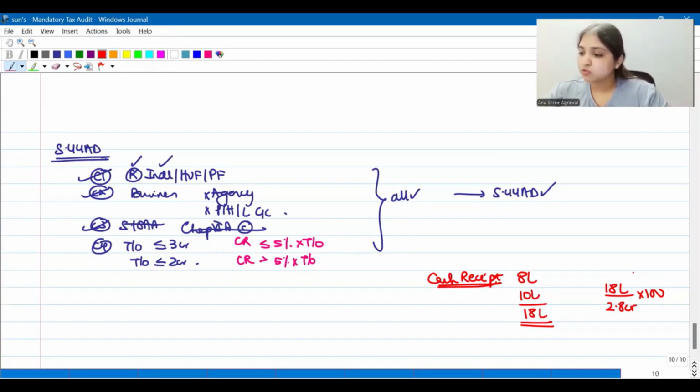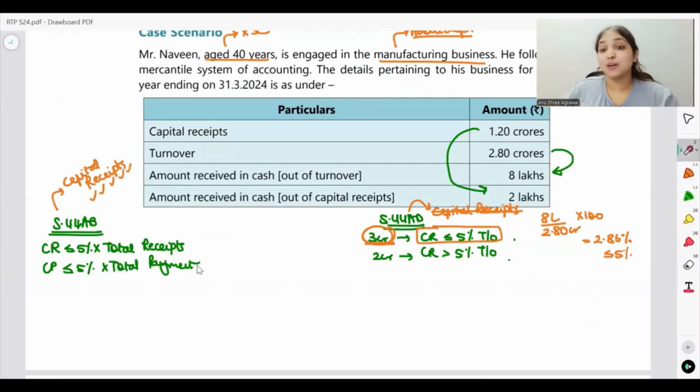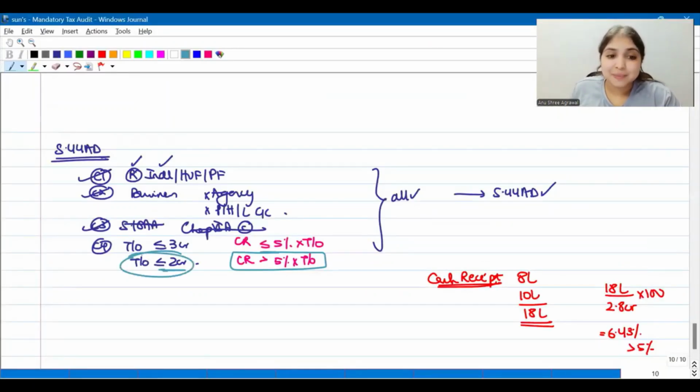18 lakh divided by 2 crore 80 lakh into 100, you will get 6.43% this time, guys. 6.43%. So now what are you saying? This is more than 5%. So because it is more than 5%, this 2 crore limit will apply. Now, is turnover within 2 crore? No, turnover is 2 crore 80 lakhs. Turnover is not within 2 crore. So, this is the limit applicable. Turnover is not within 2 crore. Fourth condition is not fulfilled. So, therefore, 44AD will not apply.